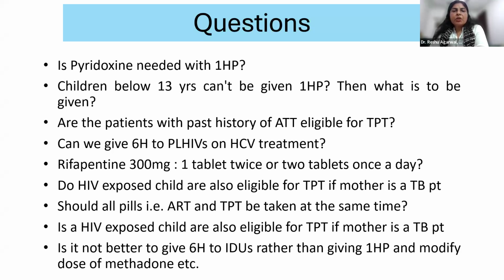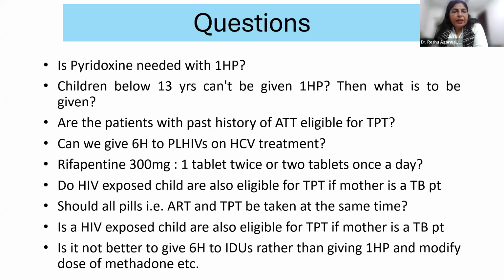Can we give 6H to PLHIV on HCV treatment? For HCV treatment, I had a detailed discussion. Even INH may be associated with hepatotoxicity, and the treatment for HCV is only for 3 months. So it's better to defer the TPT and first complete the HCV treatment. But INH does not interact with the HCV drugs as such. So if there is a risk of developing TB, for example a patient in contact with a TB patient, and you really want to prioritize TPT initiation, it can be done and INH can be used. But preferably, I would say you can defer the TPT initiation till the HCV treatment is completed.